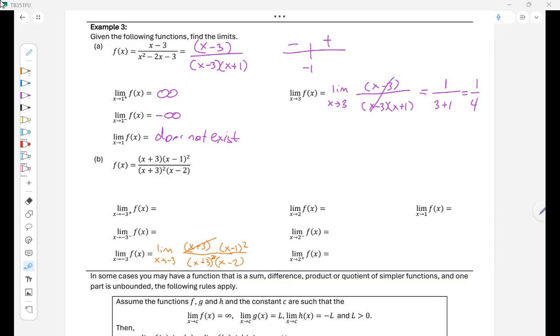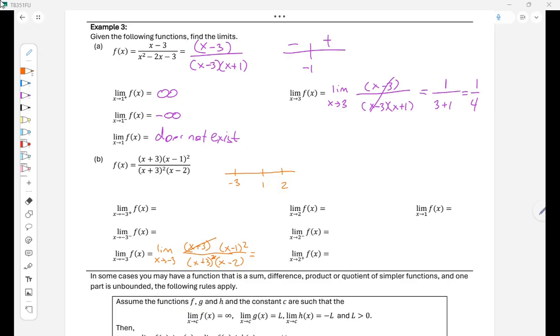So that means we need to do a sign chart. We're not going to put a number here. We're going to do a sign chart, and only if the signs match will we write infinity there. Otherwise, we're going to write does not exist. So I'll go ahead and make my sign chart. The numbers that I need are -3, 1, and 2. As silly as it sounds, make sure your numbers are in order from least to greatest. This is representing a number line.